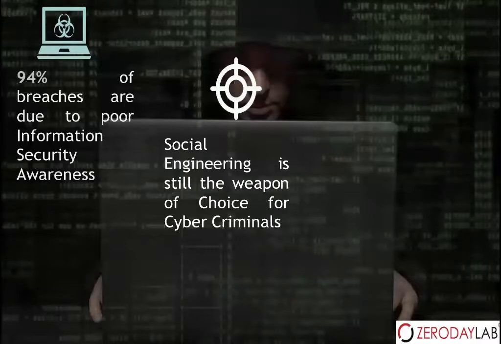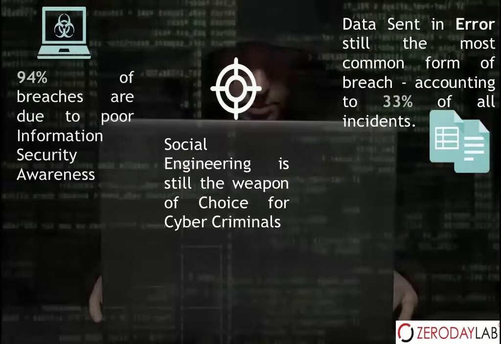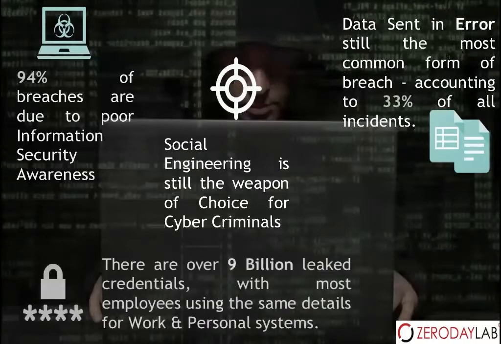So server messaging block 1, for example, attributed to a lot of the WannaCry and the NotPetya breaches as well. We carry on with the slides. Another thing is data sent in error, basically not protecting the data in transit, having a man in the middle attack and things along those lines.